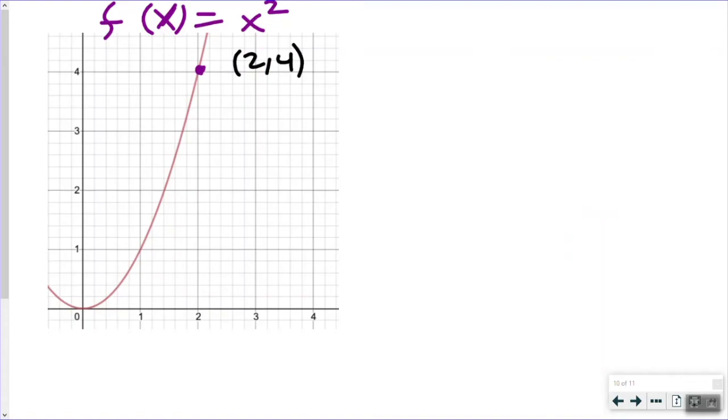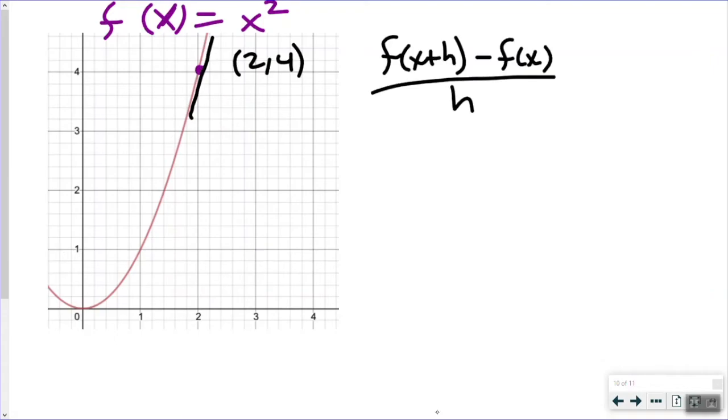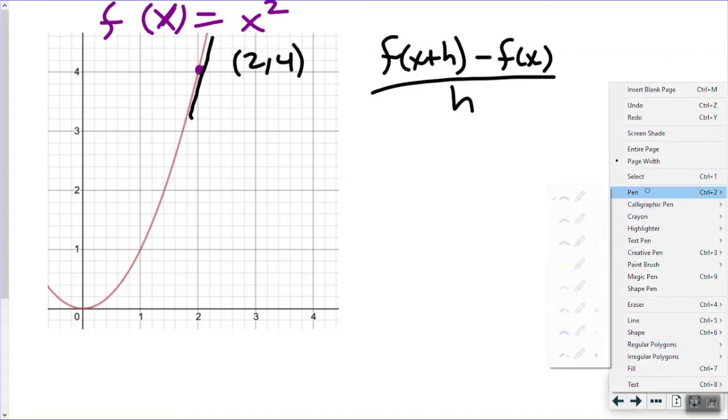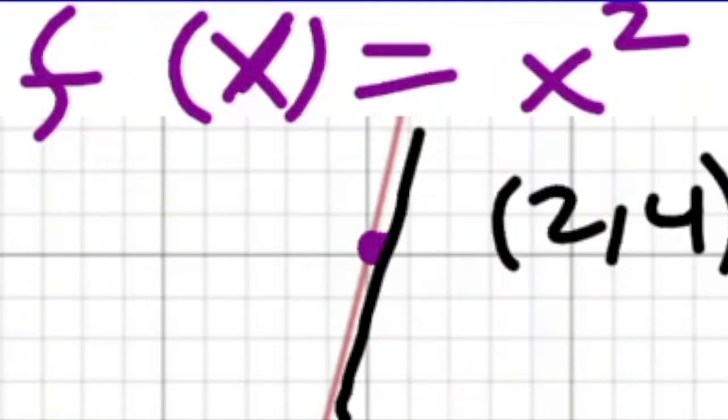I want the slope at 2, 4 right here. That tangent line. Remember, that's our formula. Do we have a function? Do we know what f of x is? Yes. What's f of x? F of x is x squared. Somebody said it. It's x squared. Exactly. It says it right there.